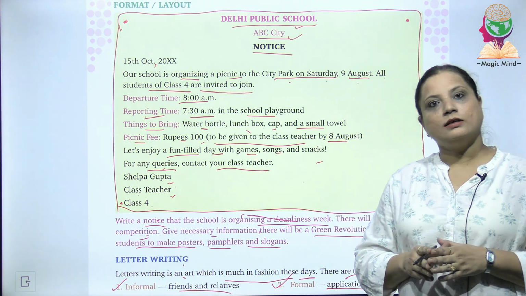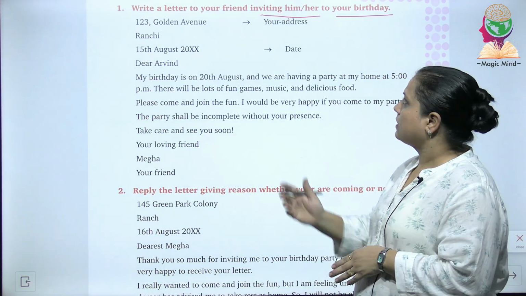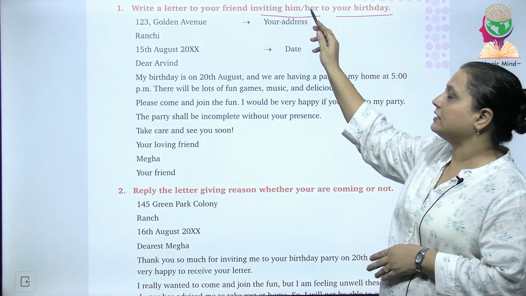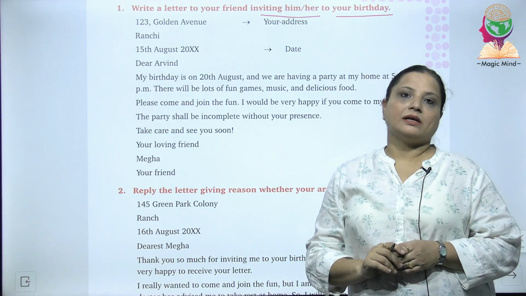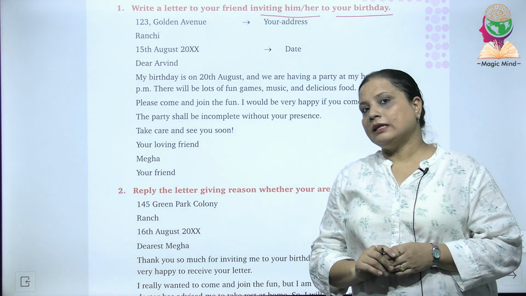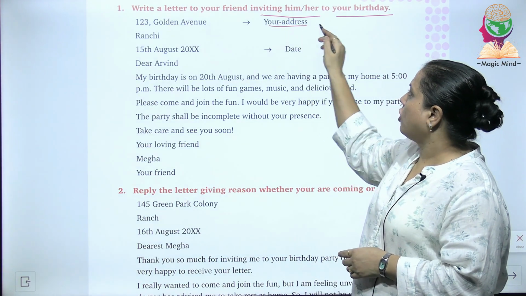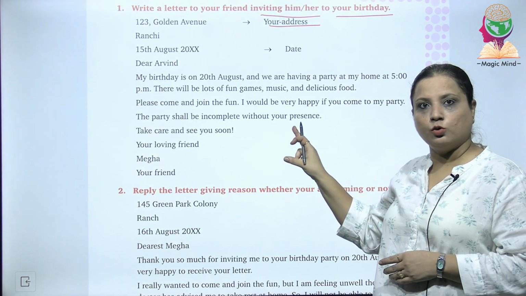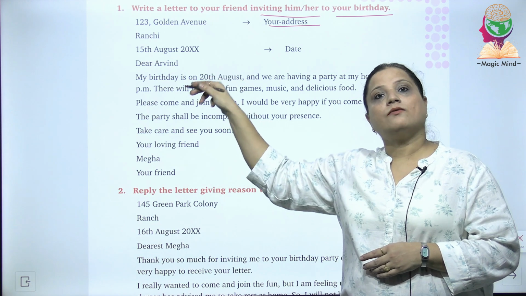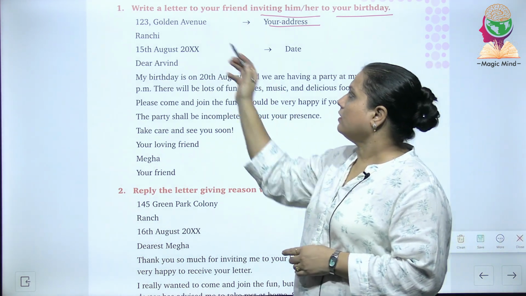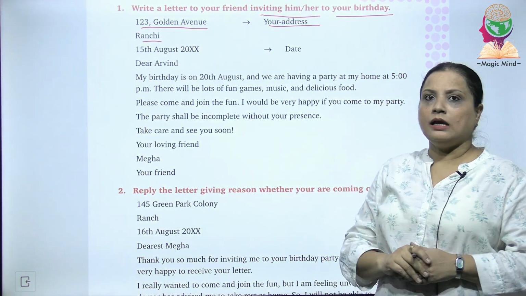Let's now move to the next page. The letter given on the next page is a letter to a friend inviting him or her to your birthday. How will we begin a letter? First, in the beginning, on the left hand side of your page, we will write your address. That means the address of the person who is going to write the letter or invite the friend. Then, after writing the address, you will mention the date.